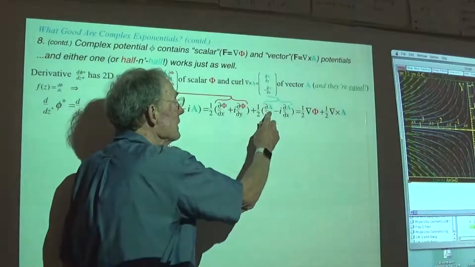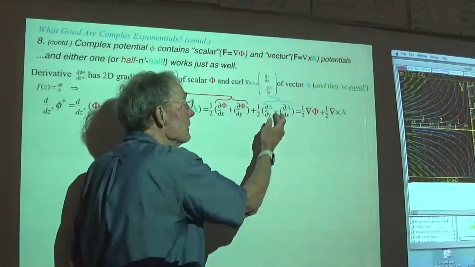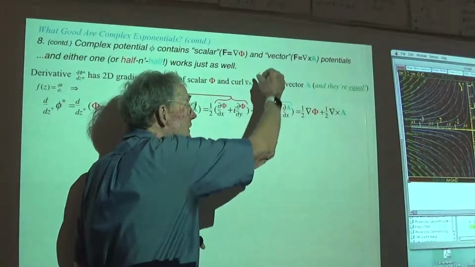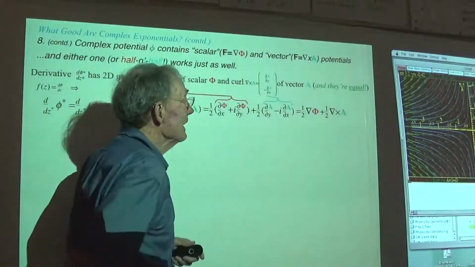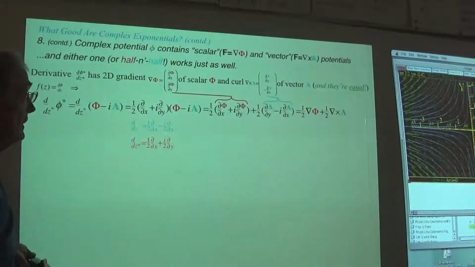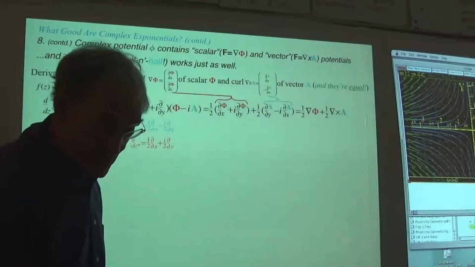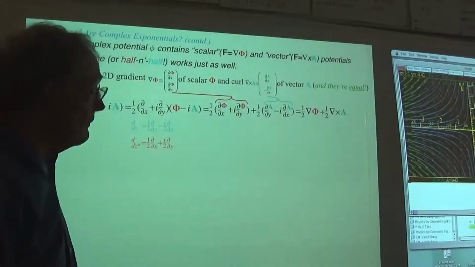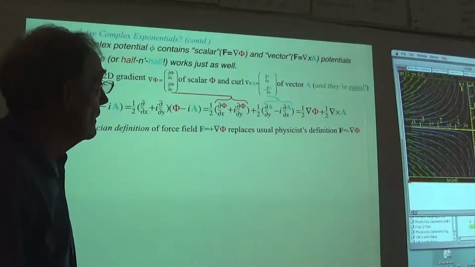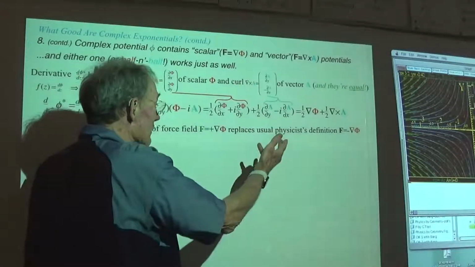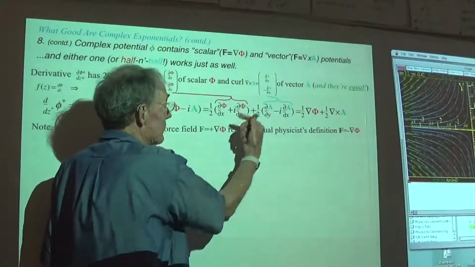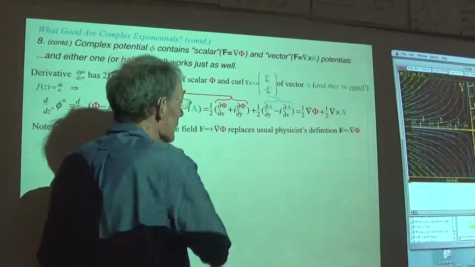And then here, this thing has an x and a y component too, but it's cattywampus, and it's giving us a curl of A. But they're equal. Each one of these gives the same result. And that's what the half is trying to tell you. You can take this formula literally and do half of this one and half of that one, and get the whole field.